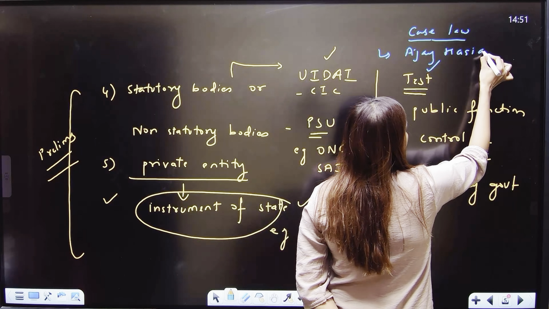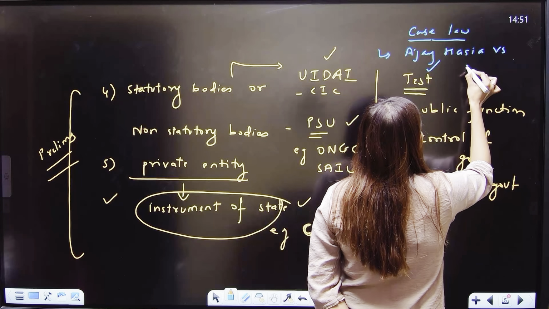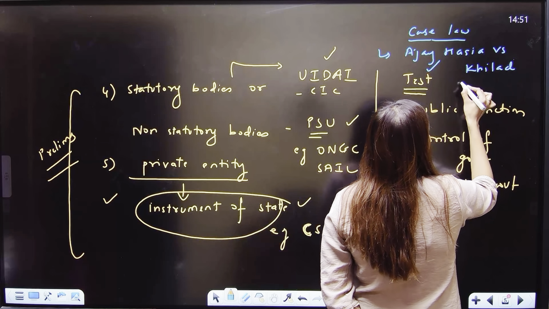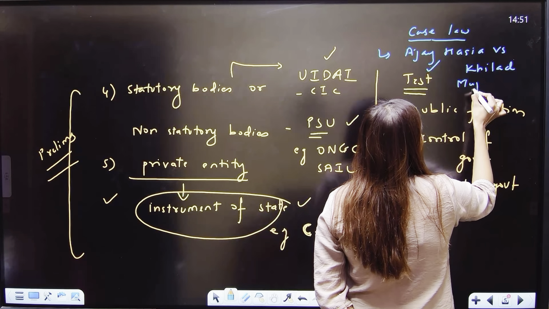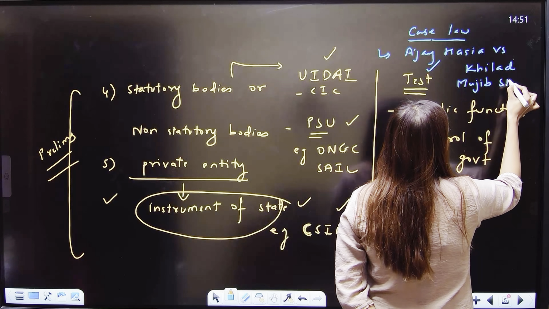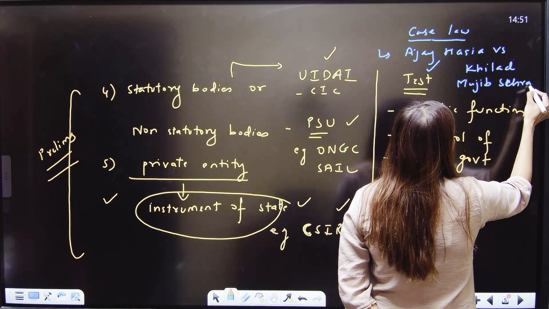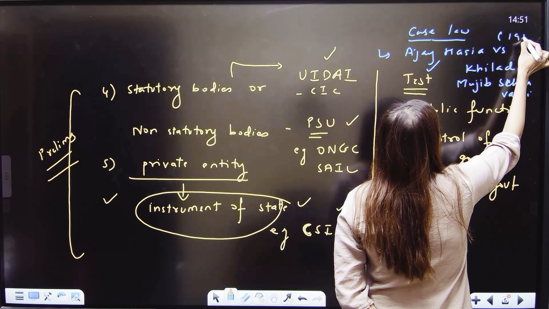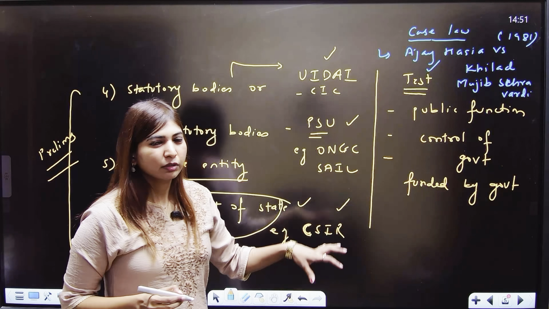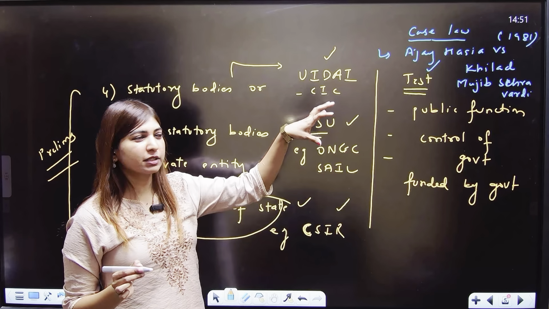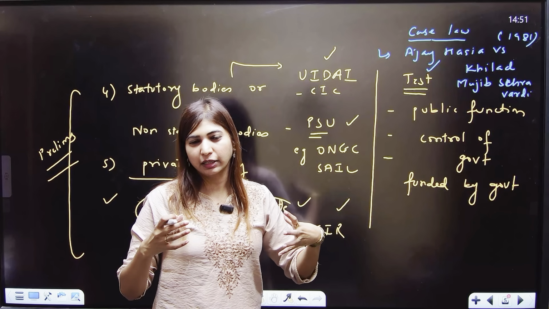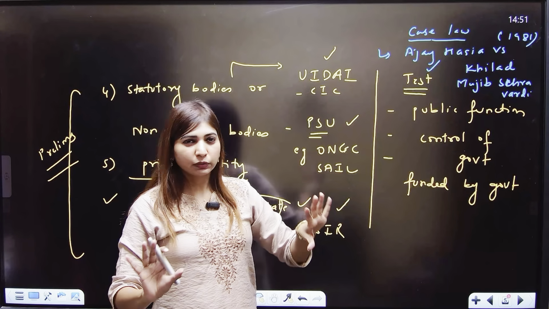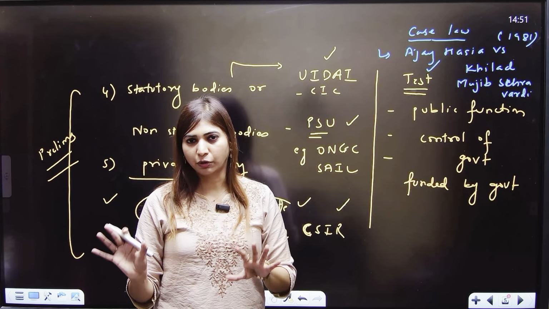Hasia versus Khalid Mujib Sehravardi case of 1981. So you don't have to remember much, but this was the case given. Because of that they have given some test guidelines on the basis of which you can decide whether it is a state or not under Article 12. If it is in the mains, then you can use it, otherwise not required much.